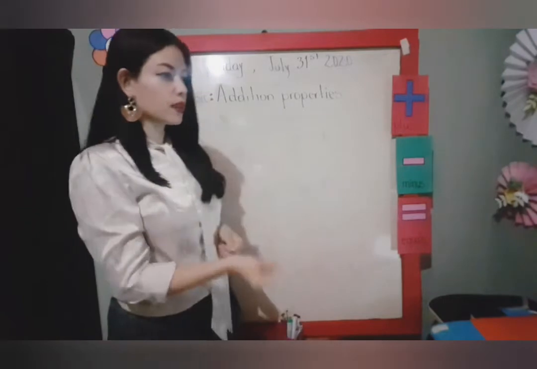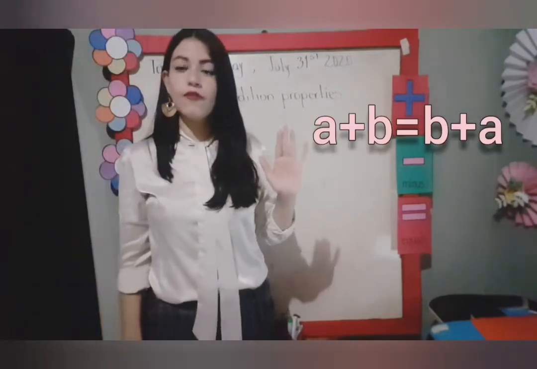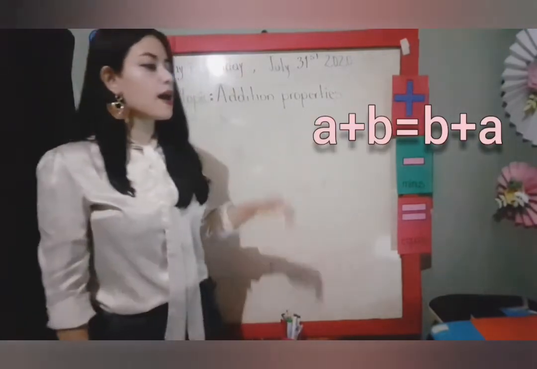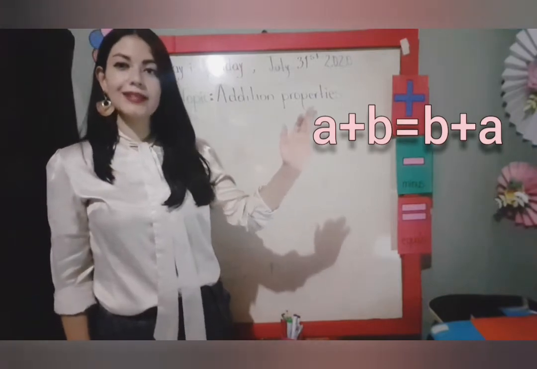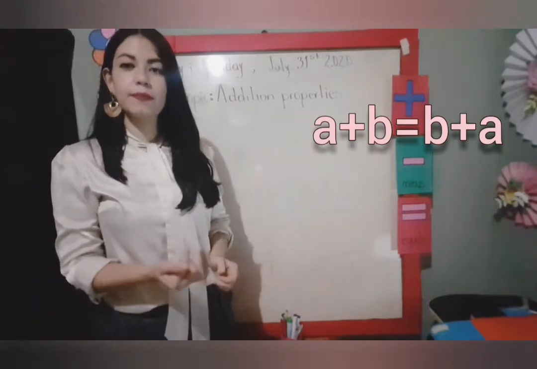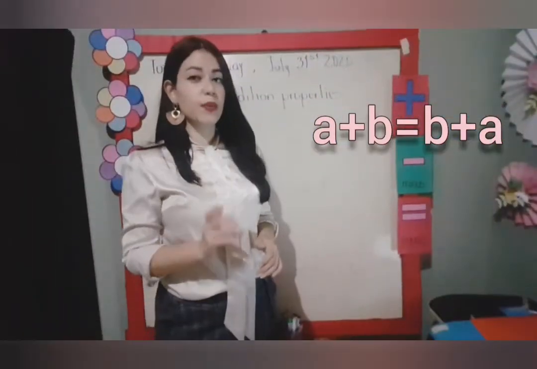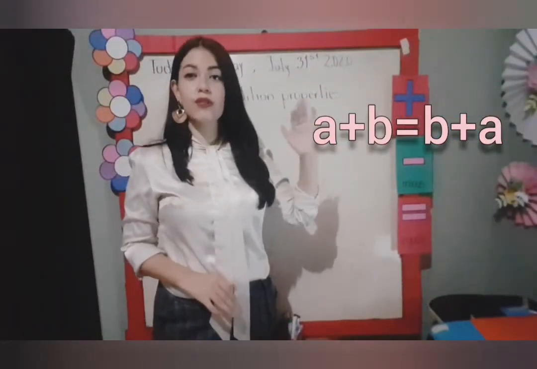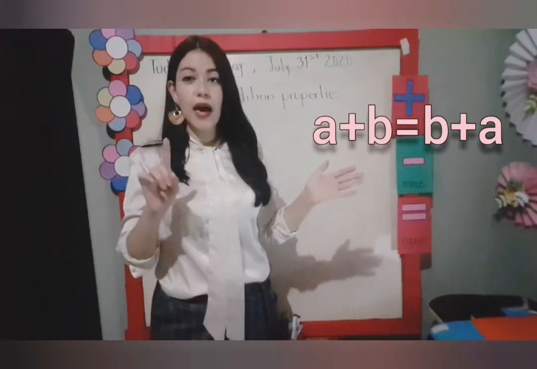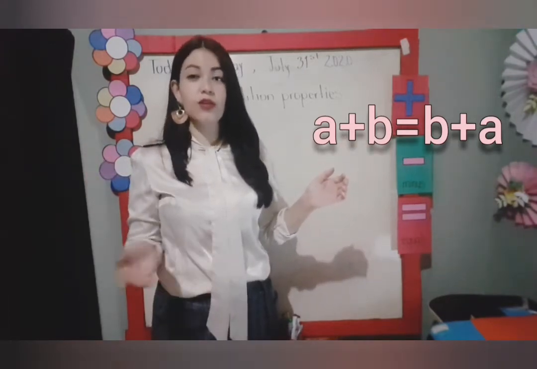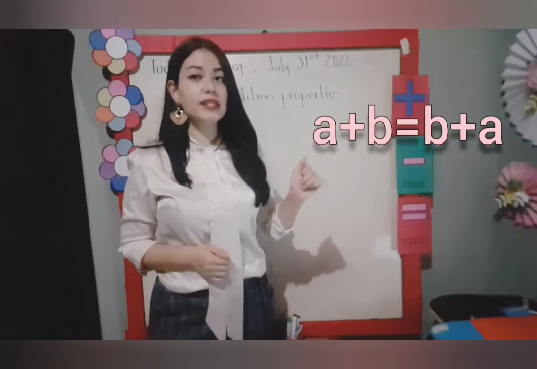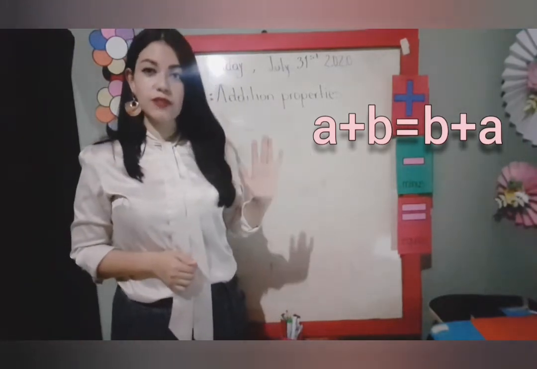First, we have here an example of the commutative property: A plus B is equal to B plus A. As you can see, the commutative property only changes the order of the addends, but not the sum, not the result of both addends. For example, here we have this formula.